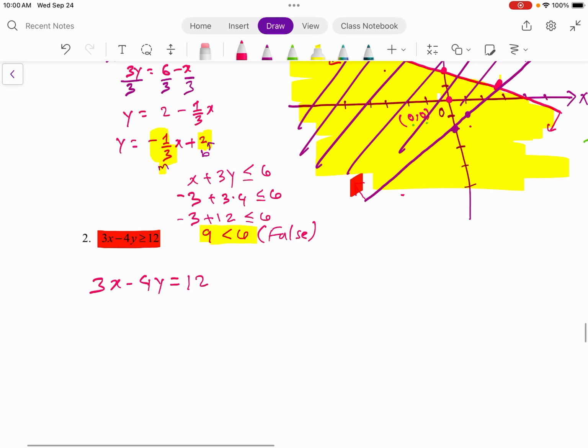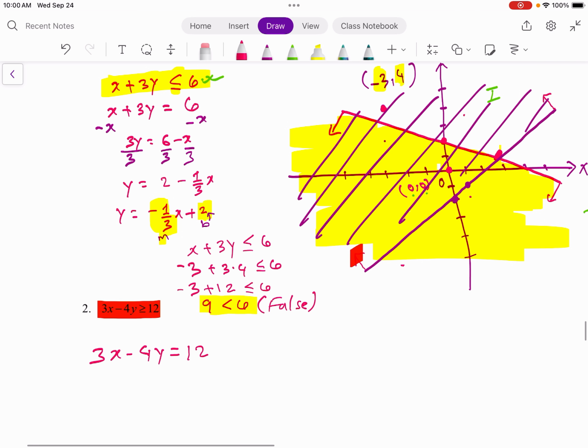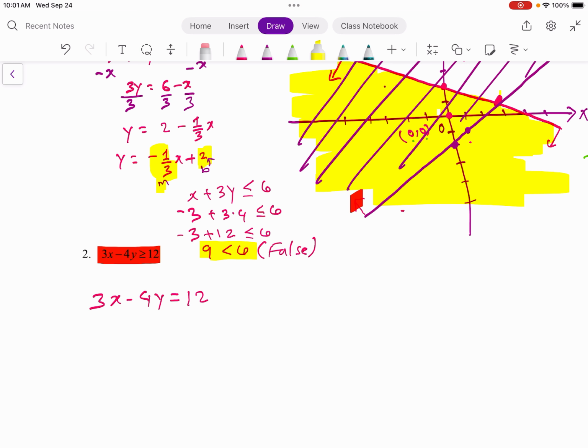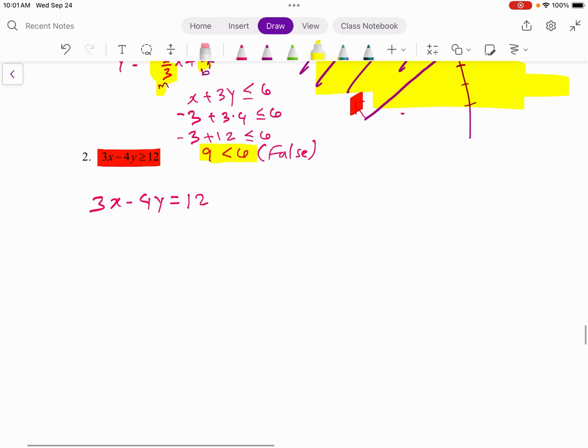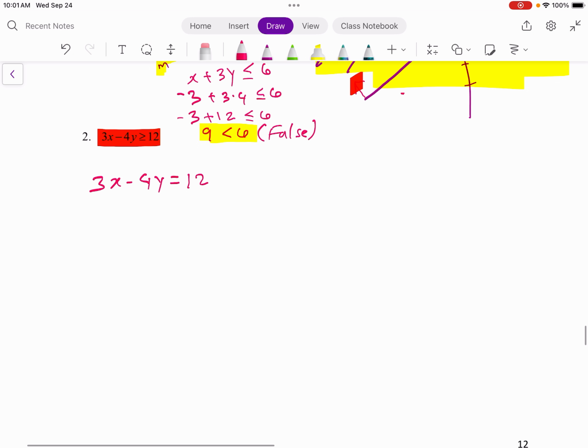Now in our last class we used slope and y-intercept to graph. Okay, so this is not the only way to graph. We can use the x-intercept and y-intercept. So let's find the x-intercept for this equation. How do we find the x-intercept? The x-intercept means we are trying to find the point where this line crosses the x-axis.